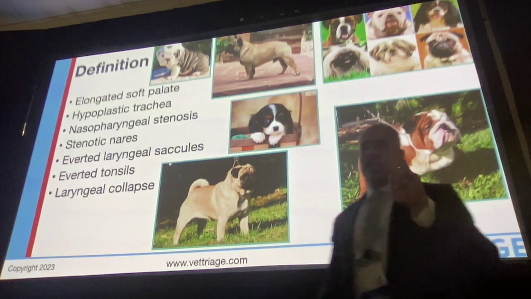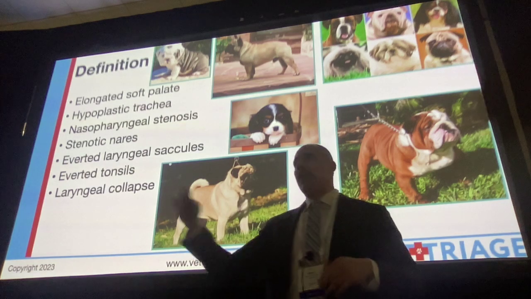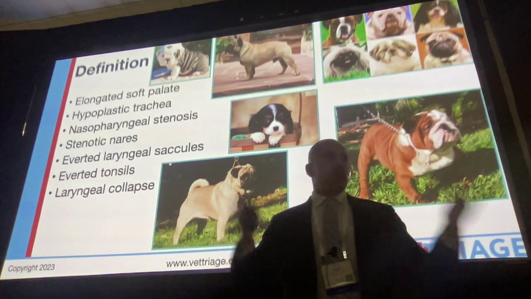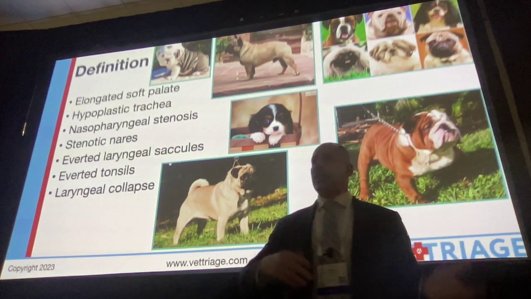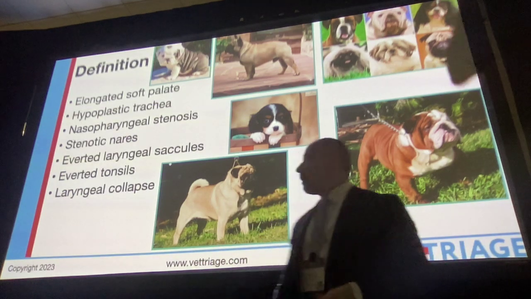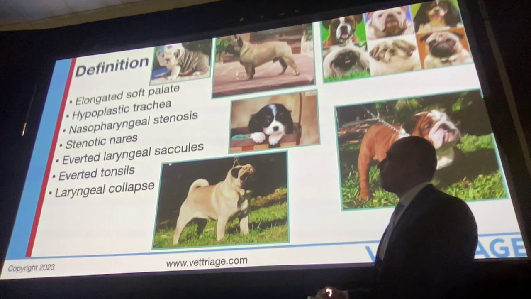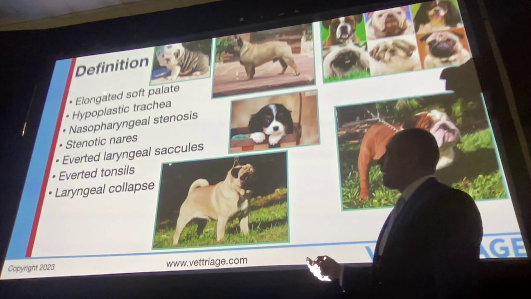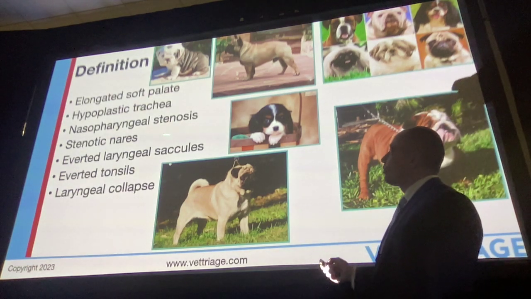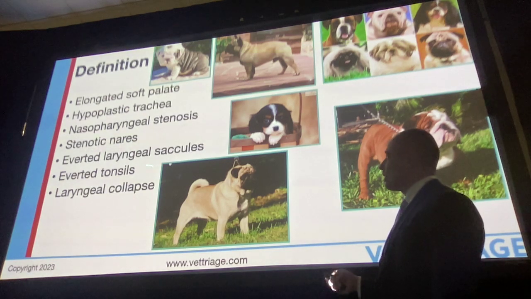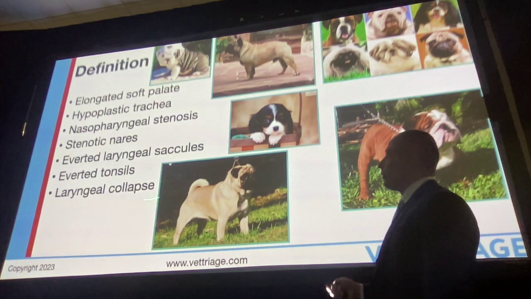And the reason why there's differentiation between primary, secondary, and fixable, not fixable is because some things that are primary can't be fixed, some that are secondary can't be fixed. It depends. But clients like to understand it from like, what can you do to help my dog out? So elongated soft palate, hypoplastic trachea, nasopharyngeal stenosis, stenotic nares, everted saccules, everted tonsils, laryngeal collapse.